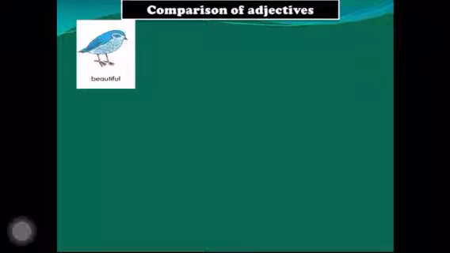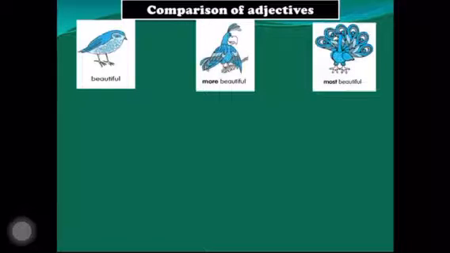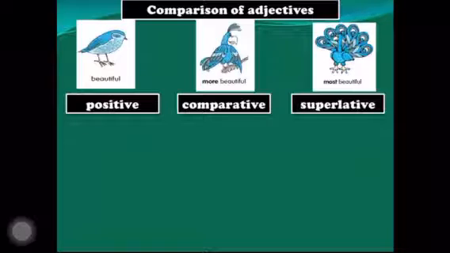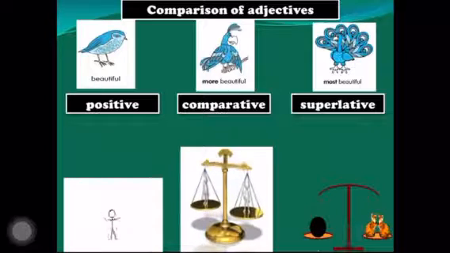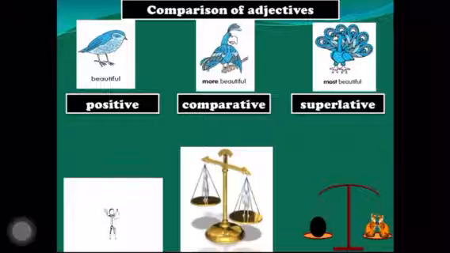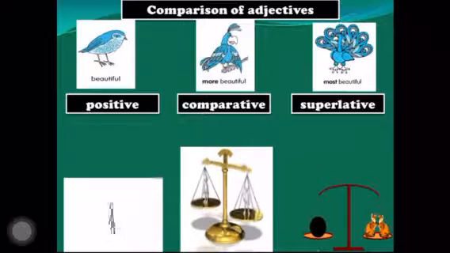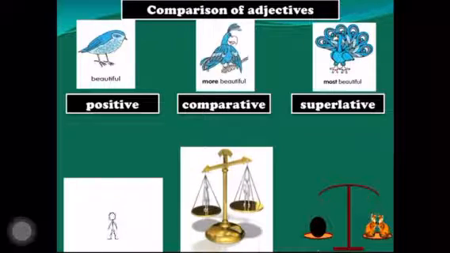Look at these adjectives. Beautiful. So this bird is beautiful. But the parrot is more beautiful. And the peacock is the most beautiful. Also, we have here positive, more beautiful is comparative, and most beautiful is superlative. So we use, as I said, the positive for describing one. When I compare between two, we use the comparative. I added here more. And when I compare between one and a group, we use the superlative.